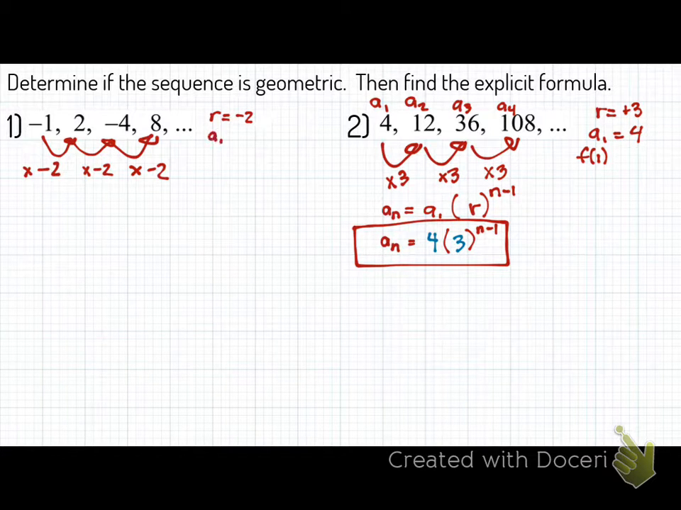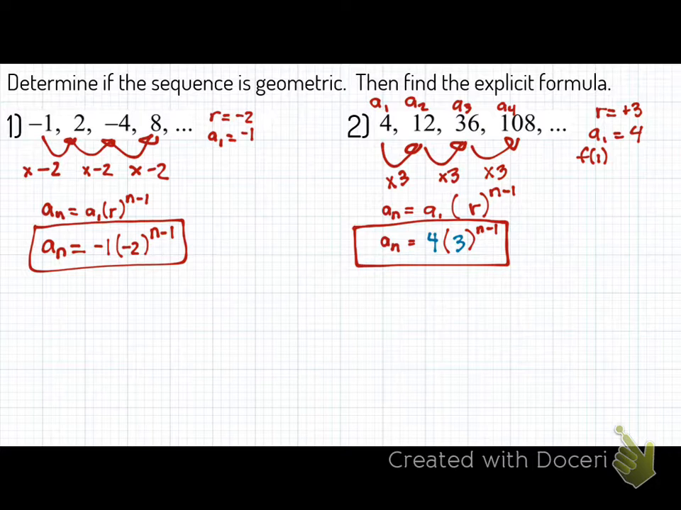And our first term in this sequence is -1. I know it's geometric, so I'm going to use the explicit formula for a geometric sequence, which is a sub n equals a sub 1 times the ratio to the n minus 1. So we just replace the values. A sub n is equal to -1 times -2 to the n minus 1. And that's your answer.